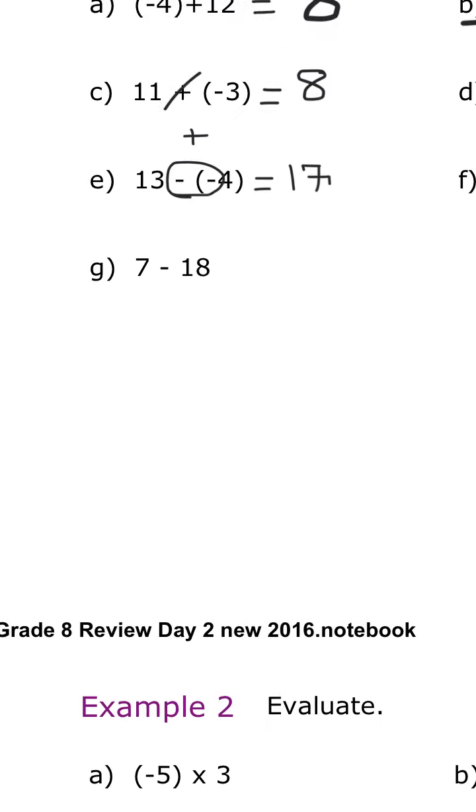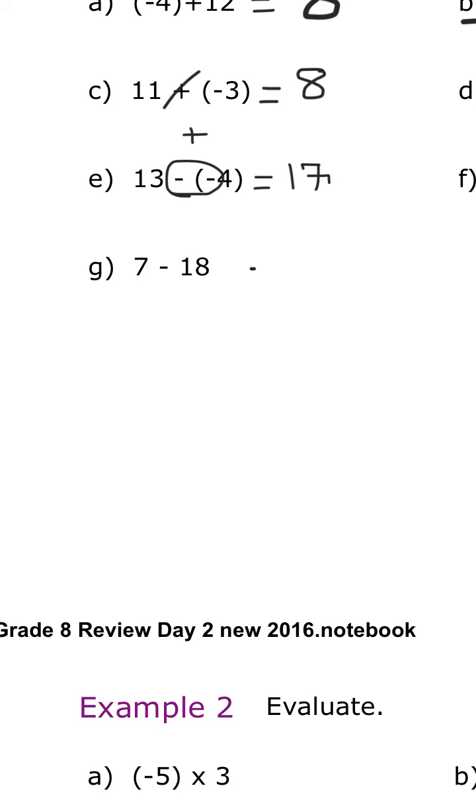And then one more question. This value starts positive, but it's moving negatively. So the negative number is greater, so you're going to end up with a negative answer. So 7 subtract 18 gives us an answer of -11.